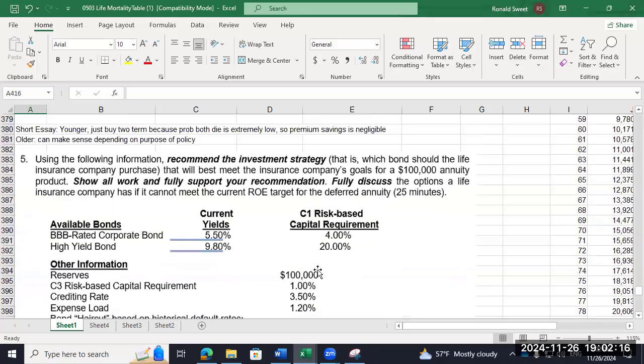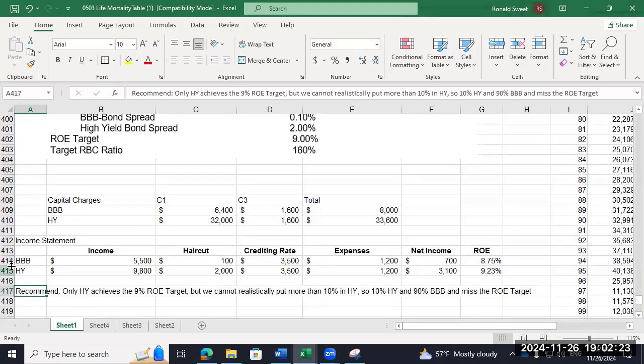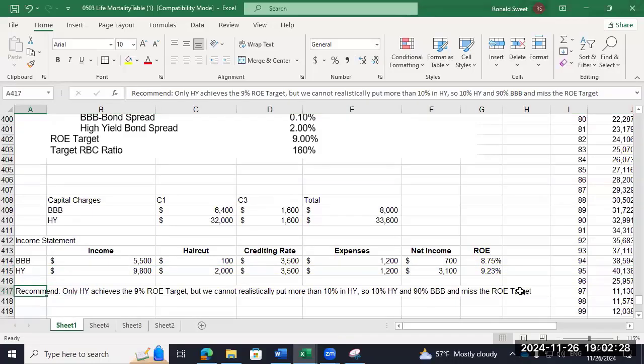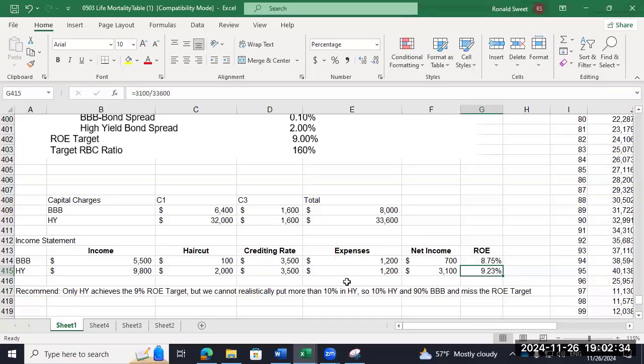So look at the question here. We'll discuss the options to life insurance. So you have to tell me what you recommend. My recommendation is not 100% high yield. My recommendation is essentially to miss the ROE target a little bit, by putting no more than 10% in high yield, because you just can't. Remember, insurance companies have $4 in assets for every $1 of net worth. You can't put $4 into high yield if you only have $1 in net worth. You can't put that much difference between the two. It's just too much.